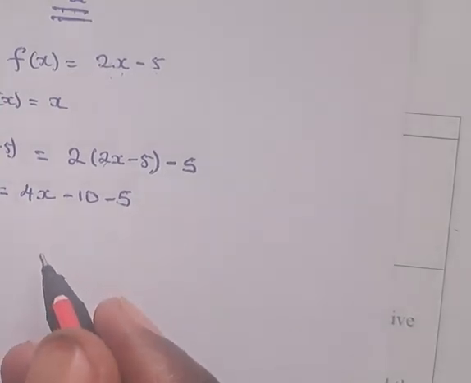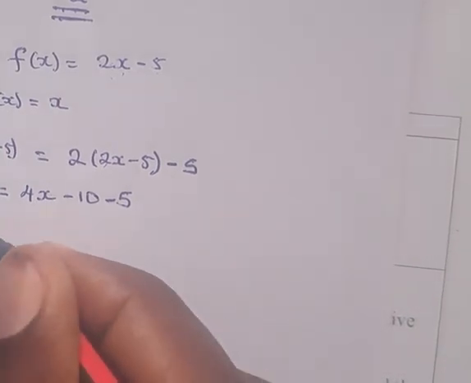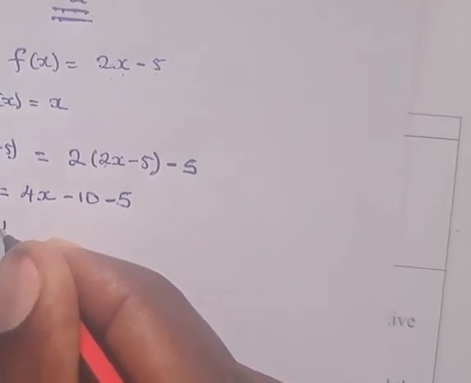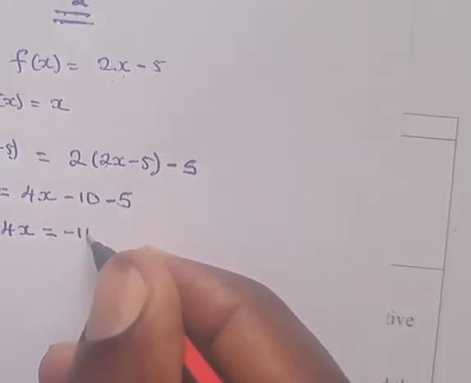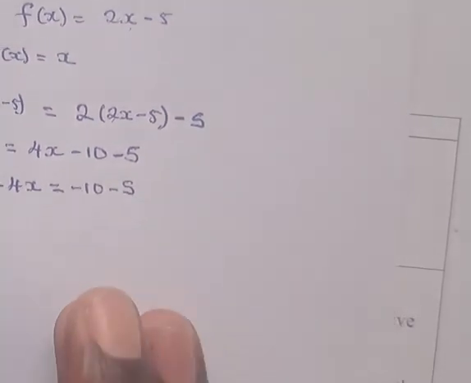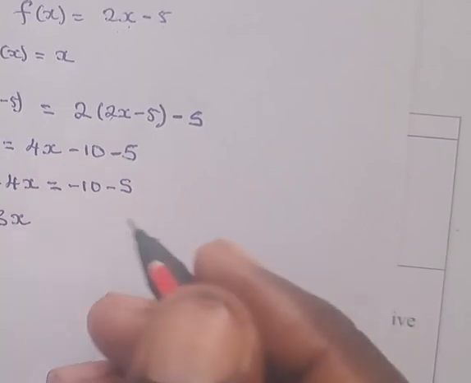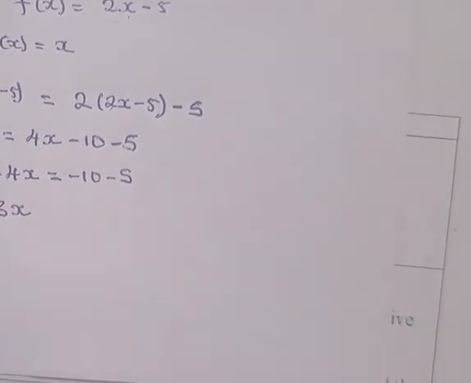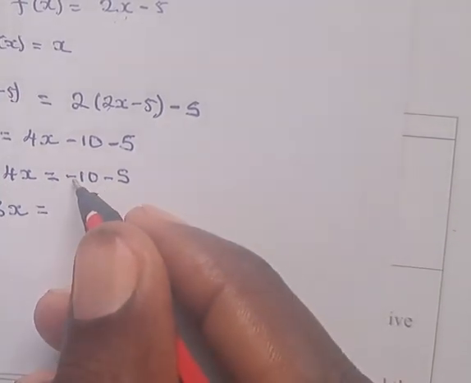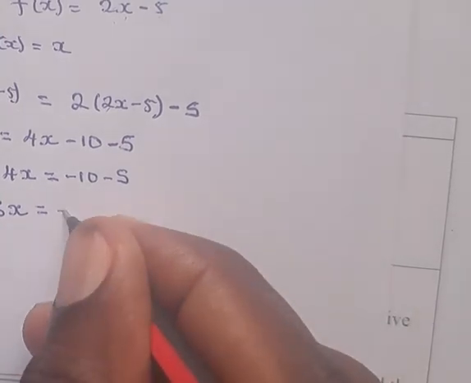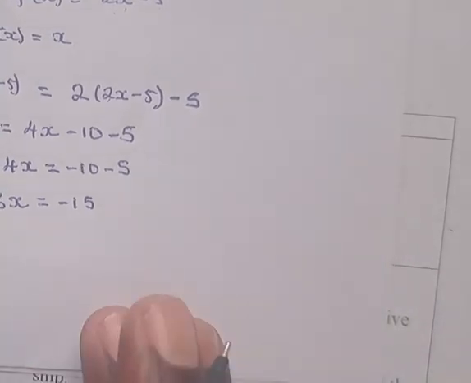Then let us collect the like terms. So this 4x will move to the other side. So we're going to have x, there it will become minus, right? Minus 4x is equal to negative 10 minus 5. So this part here will give us minus 3x, because x minus 4x, that is minus 3x, is equal to minus 10 minus 5, that is minus 15. All right, negative 10 minus 5, that is negative 15.